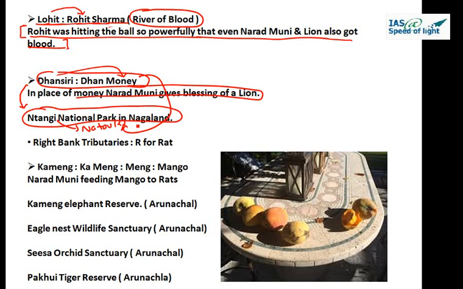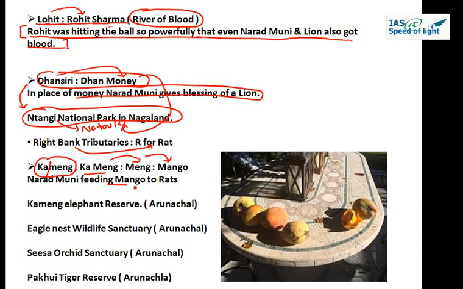We finished the left bank tributaries here, and now we come to the right bank tributaries of Brahmaputra. So right is R for rat. The first right bank tributary is Kameng. If we divide this word, it becomes Ka-meng, or Meng, and for Meng we get mango. So from today onwards, the river Kameng becomes mango for us. Kameng, Meng, and mango. Narad Muni feeding mango to rats.